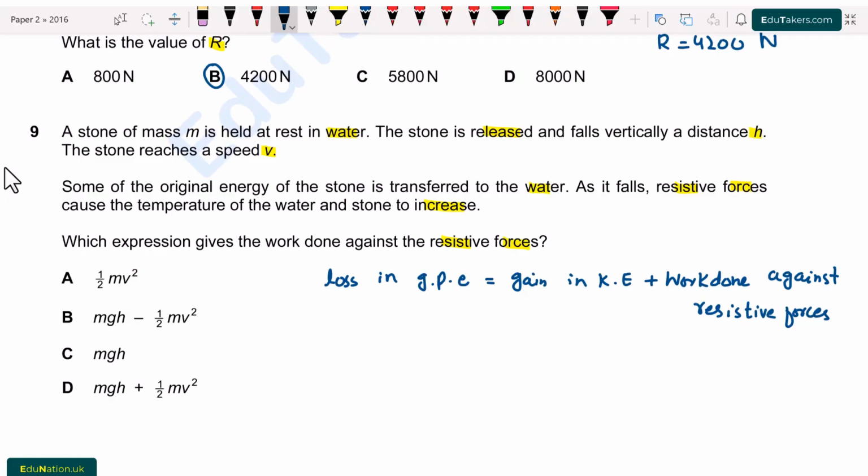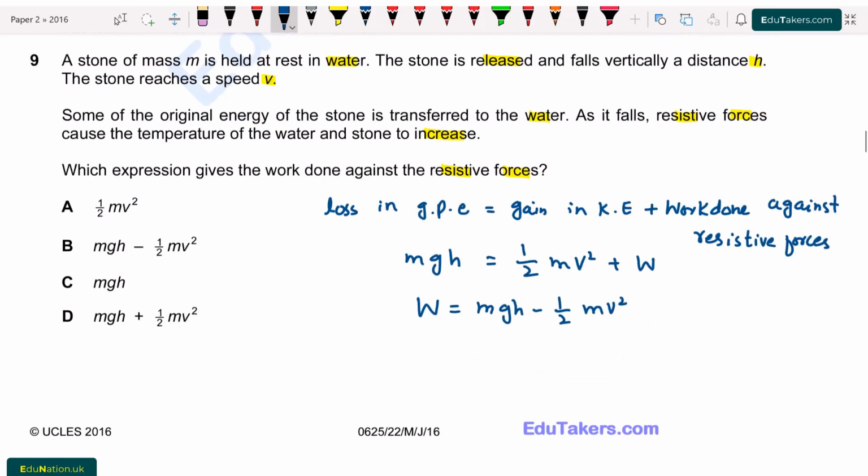Loss in gravitational potential energy will be equal to mgh. It will be equal to half mv squared plus work W. We have to find the work. So work will be equal to mgh minus half mv squared. Now we see the options. In option B, mgh minus half mv squared is given. So option B is correct.